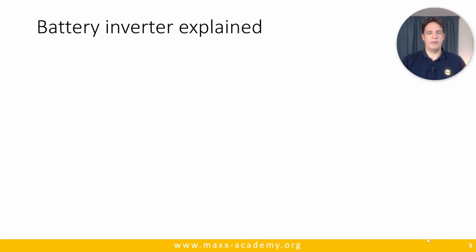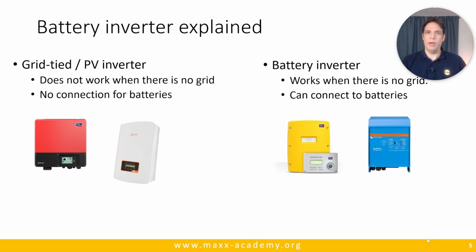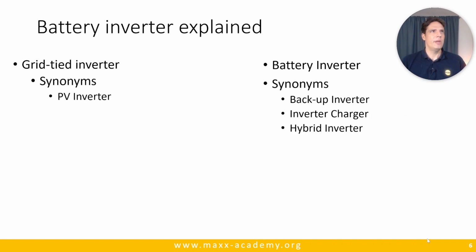Okay, to further explain battery and PV inverters, this is typically what PV inverters look like. Just to reiterate, it doesn't work when there's no grid, it shuts down, and there's no connection for batteries. Just a connection for your PV panels and for your grid. On the other hand, this is what battery inverters typically look like. It can work when there's no grid, and you can connect 48 volt batteries to it. A grid-tied inverter is sometimes called a PV inverter, and a battery inverter is sometimes called a backup inverter, inverter charger or a hybrid inverter. All refers to the same thing.